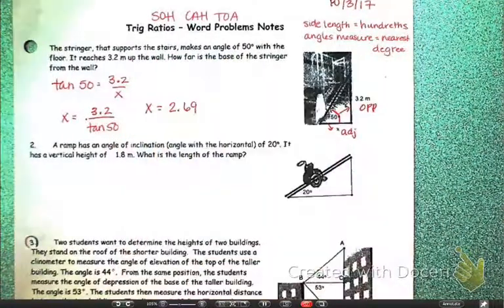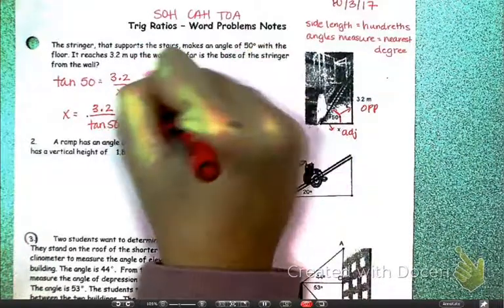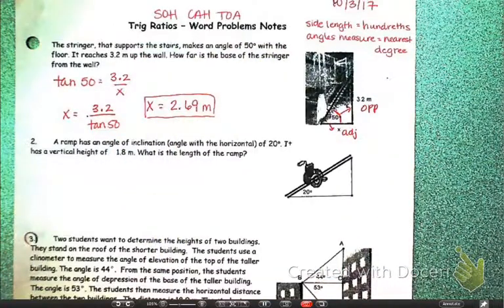2.69. Now, just like before when we were dealing with word problems, I made you have a word in your answer, so we need to have our units. What units are we talking about? Meters. Okay, so it is no different than what we've been doing.